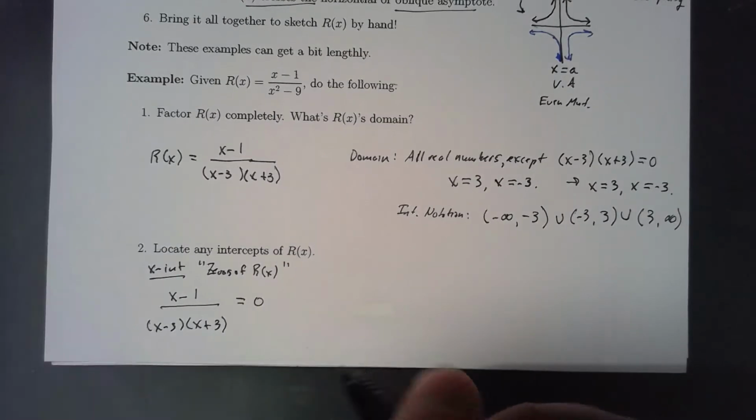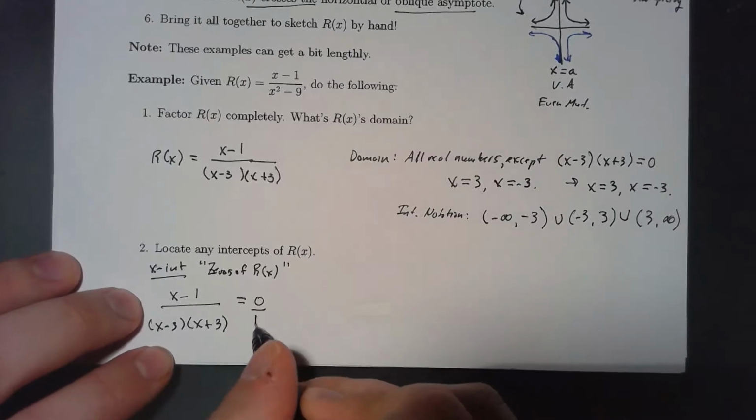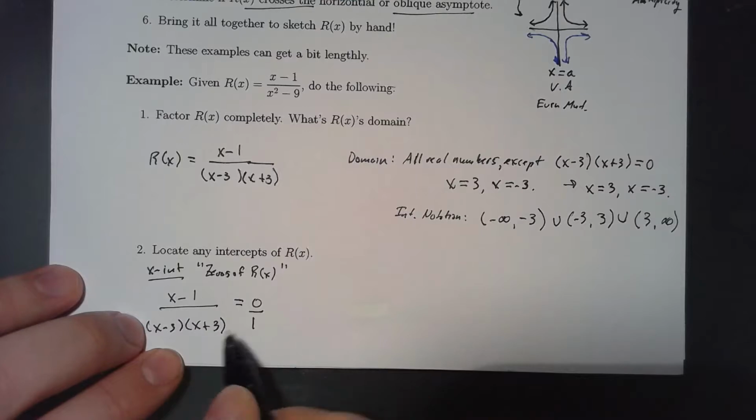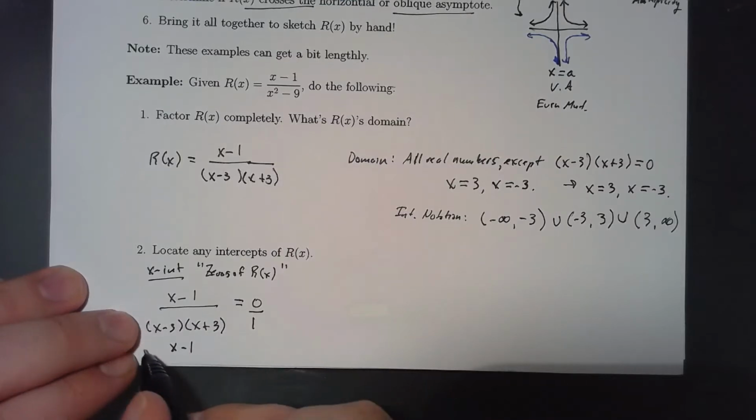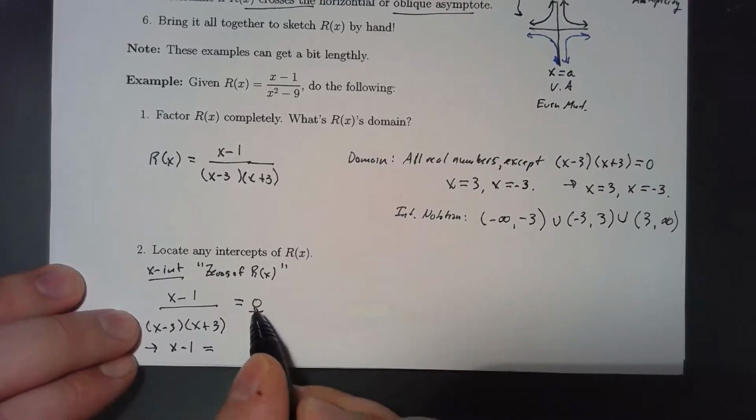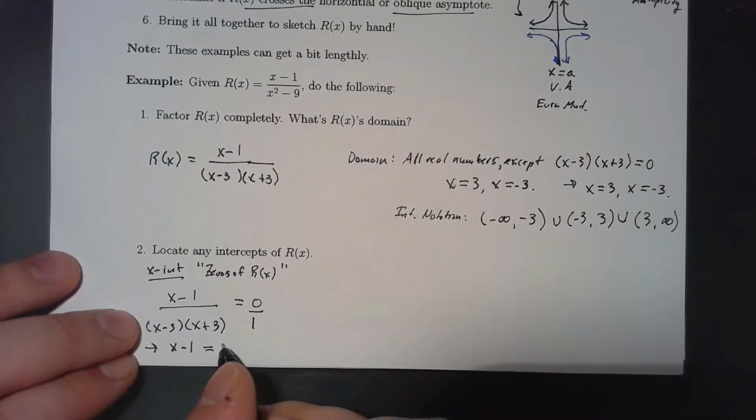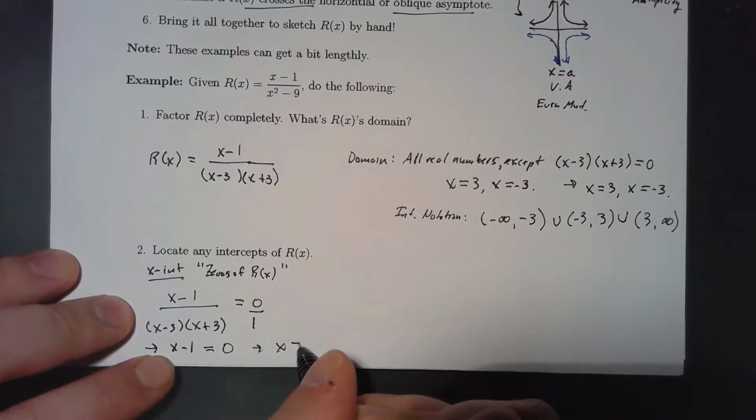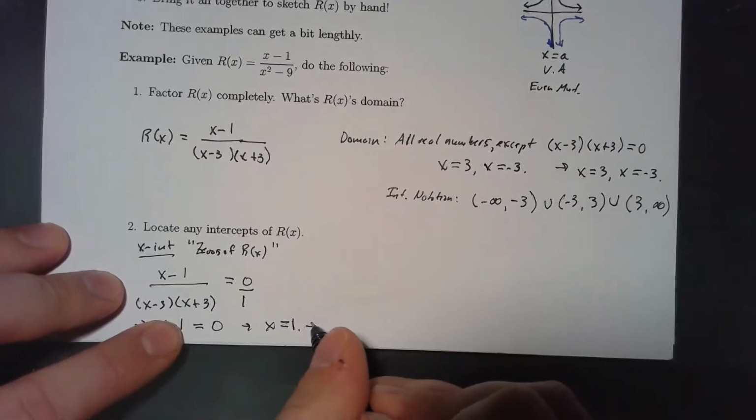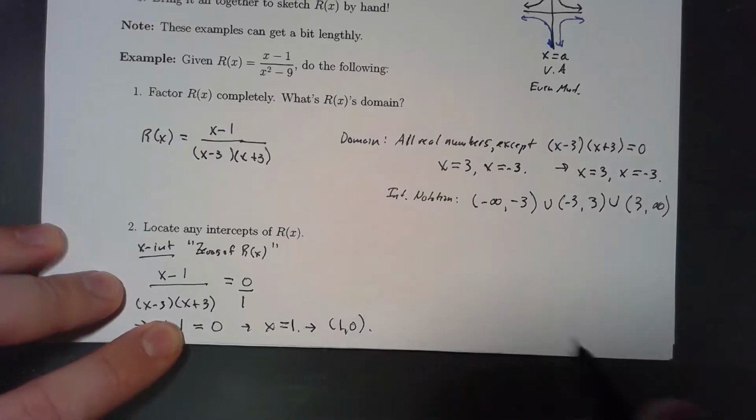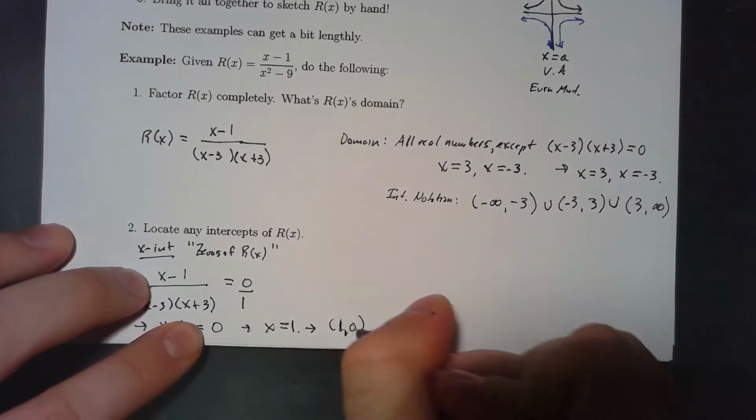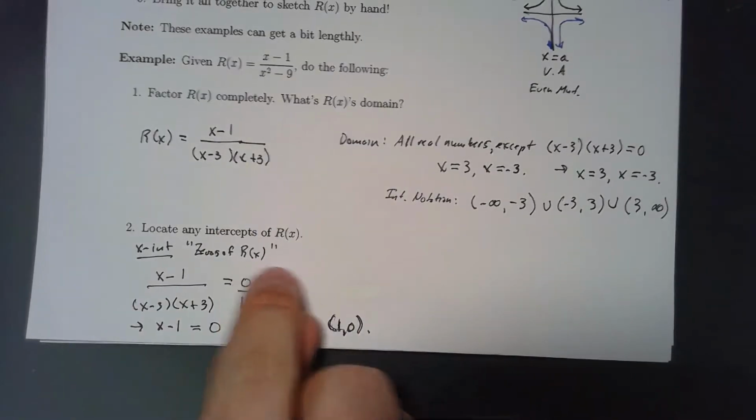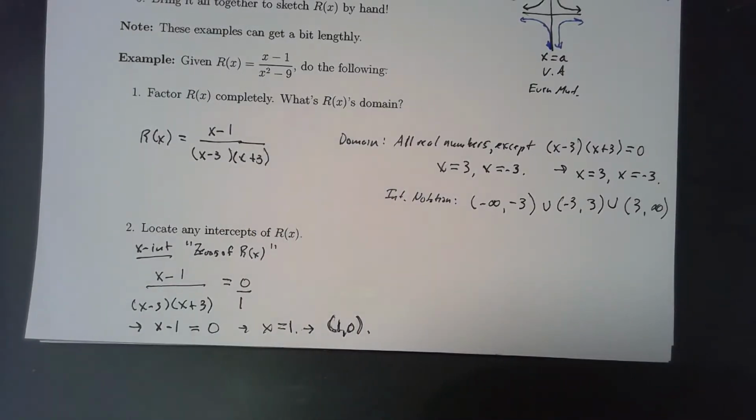Well, when is that rational function equal to 0? This is 0 over 1, right? You could cross multiply here. That's easy. x minus 1 times 1 is x minus 1, equals 0 times x minus 3 times x plus 3, which is 0. Just add 1 to both sides and you get x equals 1. So my x-intercept is (1, 0). In other words, that's the only zero of my function, the only root. The x-intercept is (1, 0).